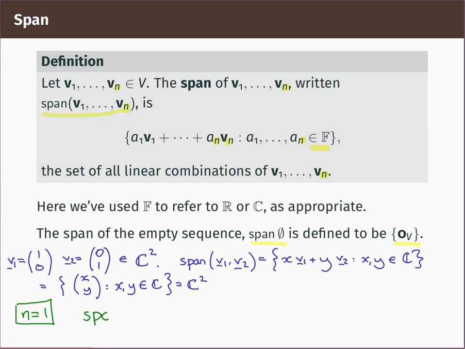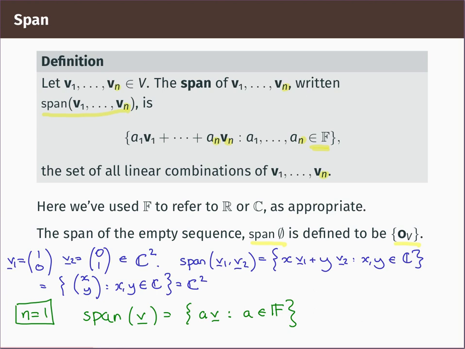So the span of a single vector v is just the set of all scalar multiples of that vector v. So the set of all av where a is in F. And F here refers to the field over which the vector space which v belongs to is a vector space. So if v belonged to a real vector space, then F will be the real numbers, and if it belonged to a complex vector space, F will be the complex numbers. So that's what happens in the special case n equals 1.